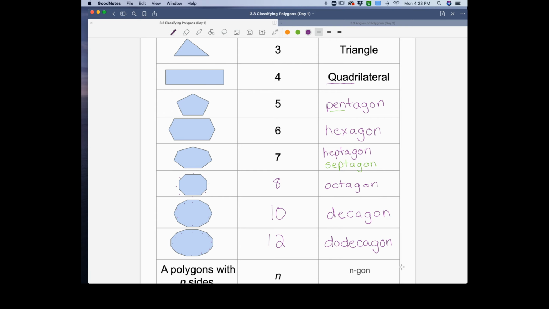Other figures beyond 12 are usually just called an n-gon. So if it has 14 sides, it's called a 14-gon. If it has 19 sides, it's called a 19-gon. If it has 100 sides, it's called a 100-gon. And that's how we name our polygons.